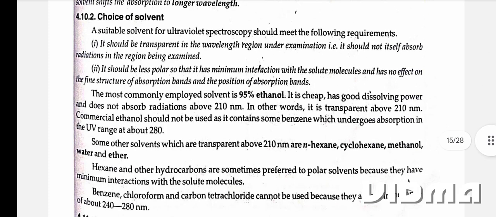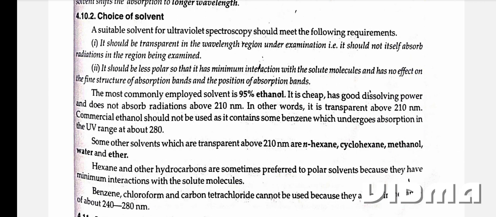Choice of solvent. A suitable solvent for ultraviolet spectroscopy should meet the following requirements. It should be transparent in the wavelength region under examination. It should not itself absorb radiations in the region being examined. It should be less polar so that it has minimum interaction with the solute molecules and has no effect on the fine structure of absorption bands and the position of absorption bands.